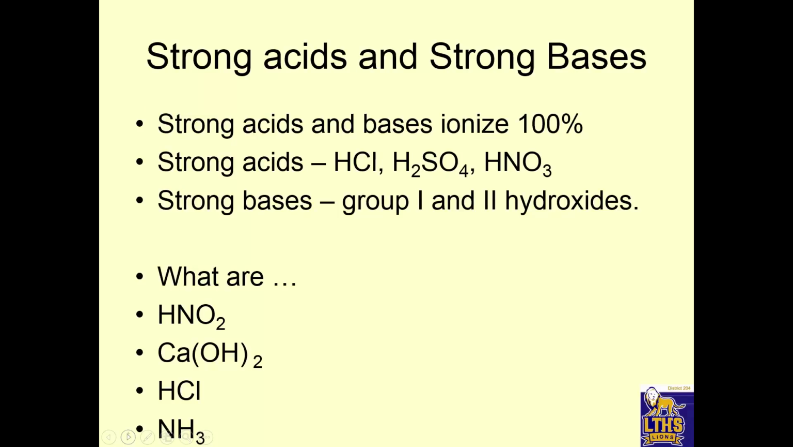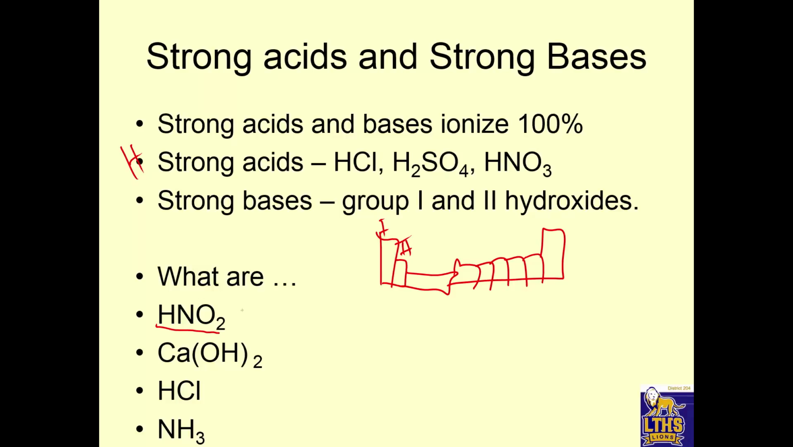Strong acids and strong bases. Strong acids and bases ionize 100%. Strong acids are these three. Strong bases are group 1 and 2 hydroxides. What does that mean? This is group 1. This is group 2. Okay? So remember, acids start with an H. Hello, I'm an acid. And strong bases are group 1 and 2 hydroxides. So HNO2, this is an acid, and it is weak. Why? Because it's not one of those. This is a base, and it is strong. It's a base because it's a hydroxide, because calcium is in group 2.